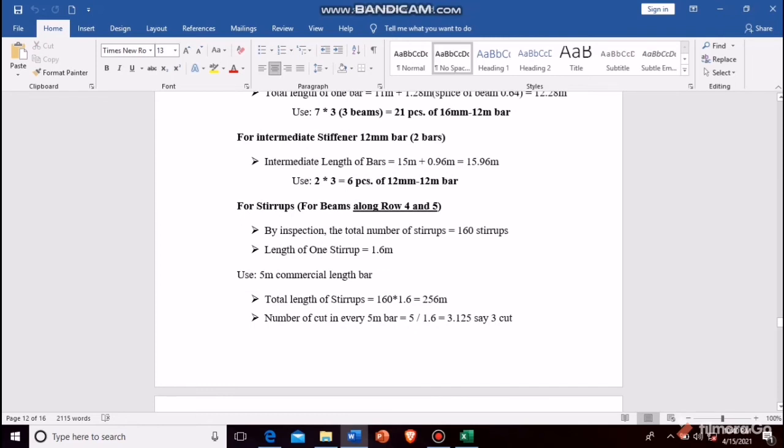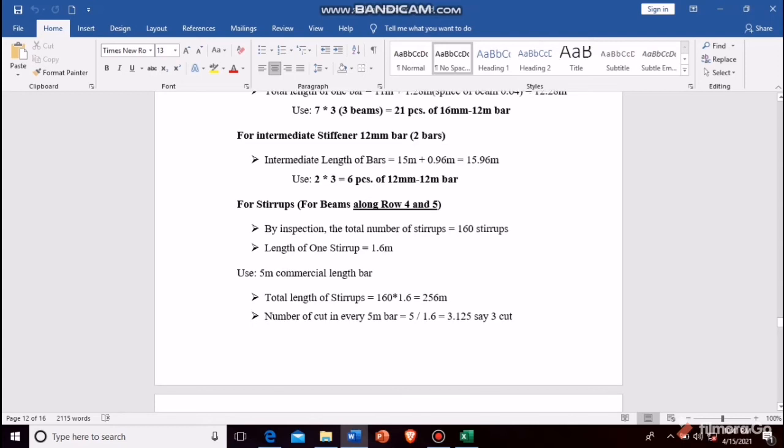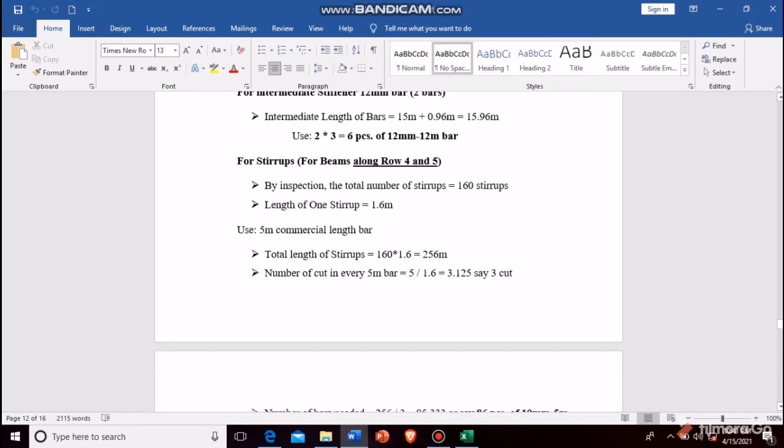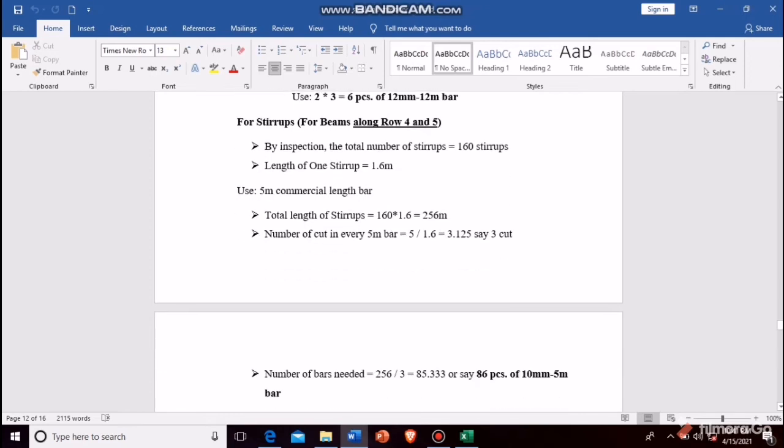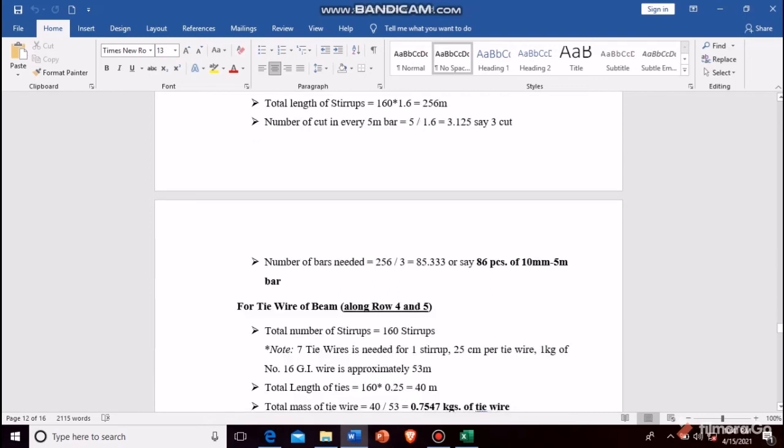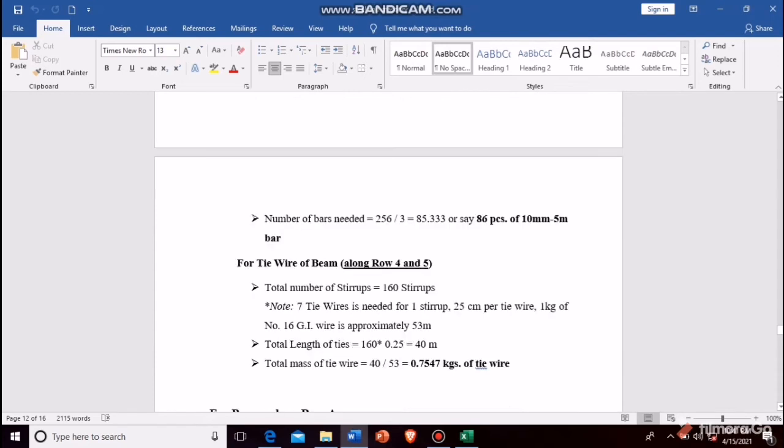Then for stirrups, for beams along row 4 and 5, by inspection the total number of stirrups is 160 stirrups. Length of one stirrup is 1.6 meter. Then again, use 5 meter commercial length bar. So total length of stirrups is 256 meter, and the number of cuts, say 3 cut, and the number of bars needed is 86 pieces of 10mm 5 meter bar.